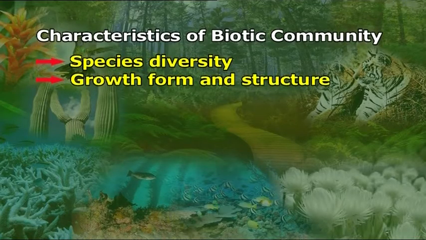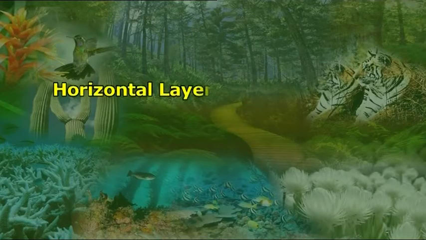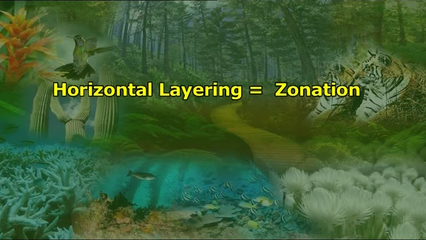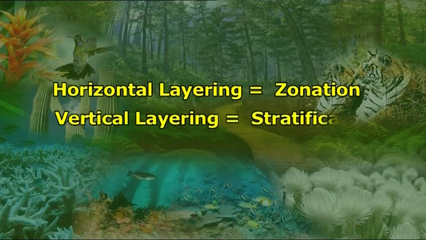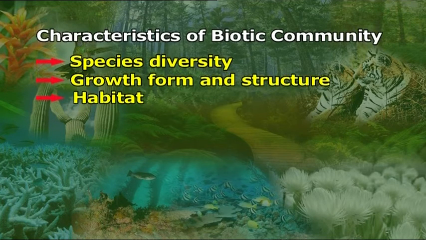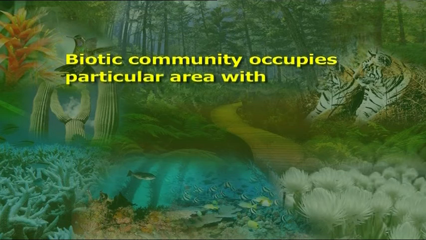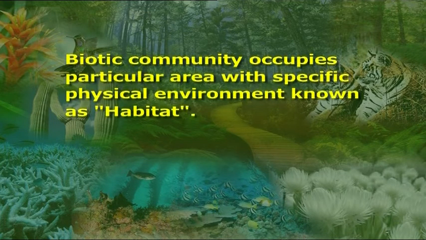Growth form and structure. Generally, the community is described in terms of major growth forms such as trees, shrubs, herbs, mosses, etc., which determine the structural pattern of a community. In each growth form, as in trees, there may be different kinds of plants such as broadleaf trees, evergreen trees, etc. According to the mode of arrangement of various growth forms, the community shows either horizontal layering called zonation or vertical layering called stratification.